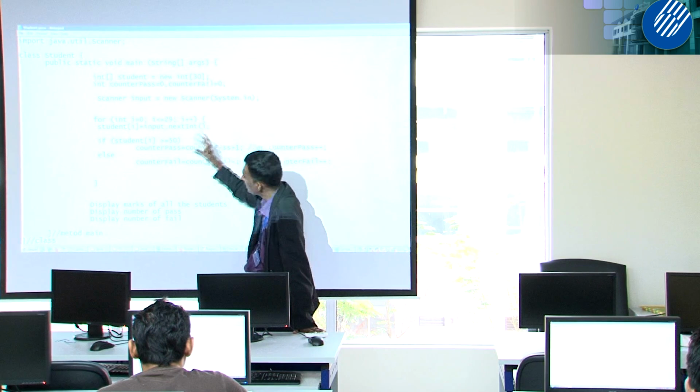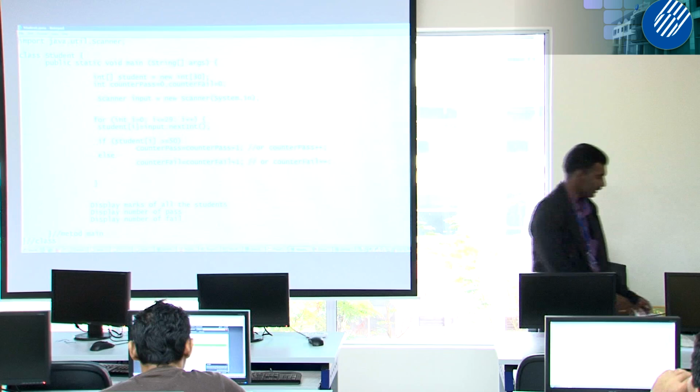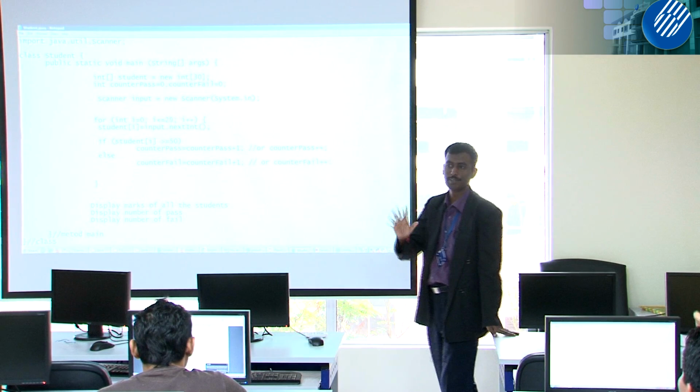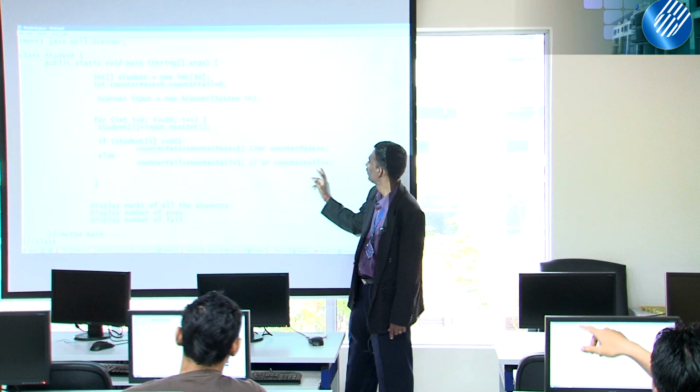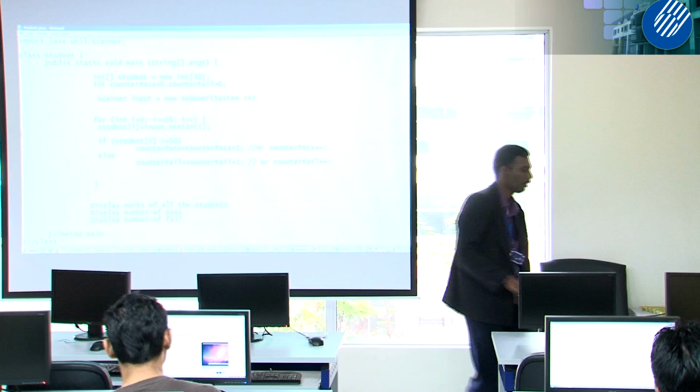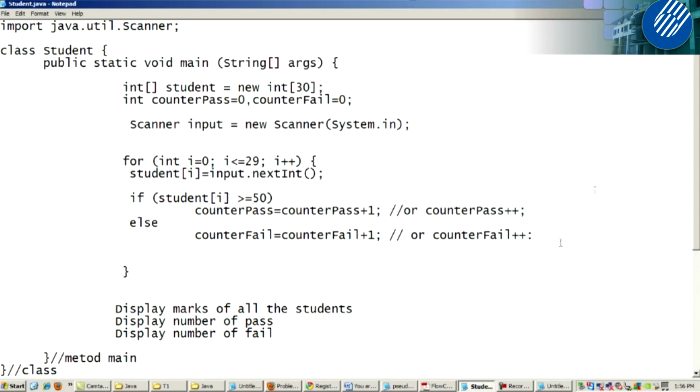Now let us focus on displaying the marks. Pardon? Either counter fail or counter pass, and then plus. Either one. No, not a dot, that's the close of the statement. Semicolon, not dot. Either this or this one you can choose, but you can have both. Okay, make sure you save.